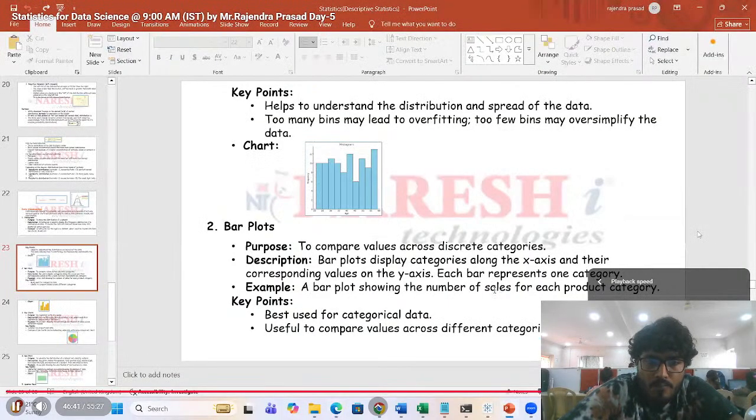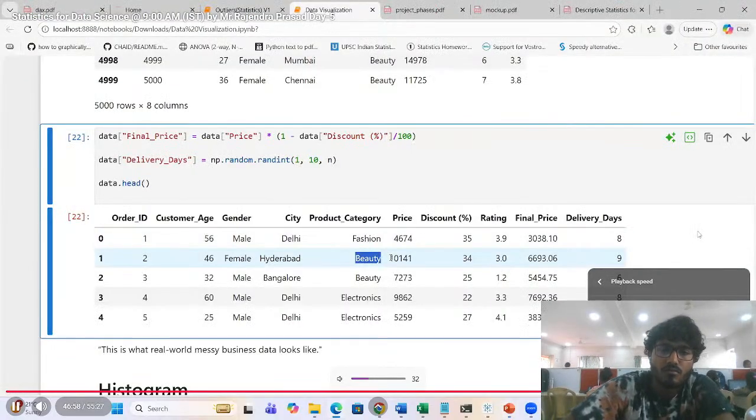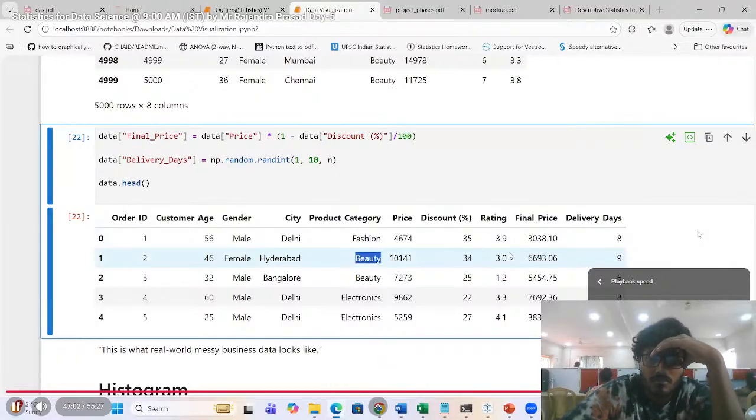First, we will understand the theoretical aspects. Purpose: to compare the values across the discrete categories. I said bivariate also. I said how many times this value is appearing. Now I have a question. As per the beauty, what is the sum of final price? I'm using the product category column and I'm using final price. So I'm comparing the categorical column versus numerical column. That is known as bivariate.